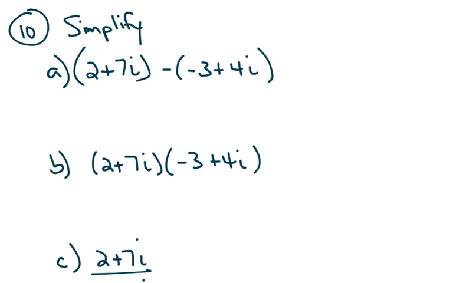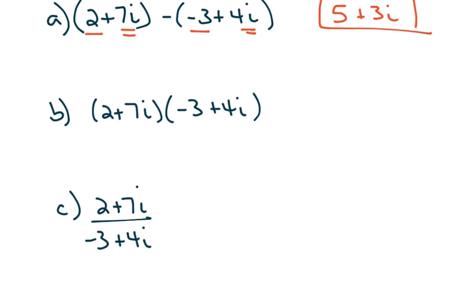Number 10, simplify each expression. Since there is an imaginary component on your calculator under second period, it's probably easiest to just do these problems in your calculator. Just make sure you always put all the expressions in parentheses. However, if you choose to do it by hand, you would subtract the real component, so 2 minus negative 3 is 5, and you would subtract the imaginary components. 7i minus 4i is positive 3i.